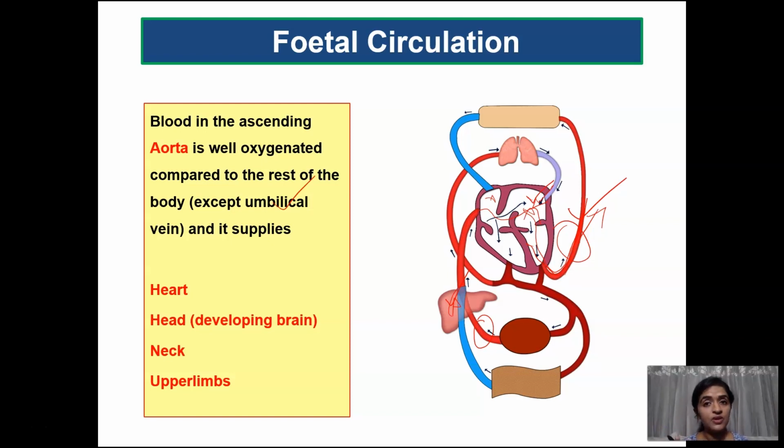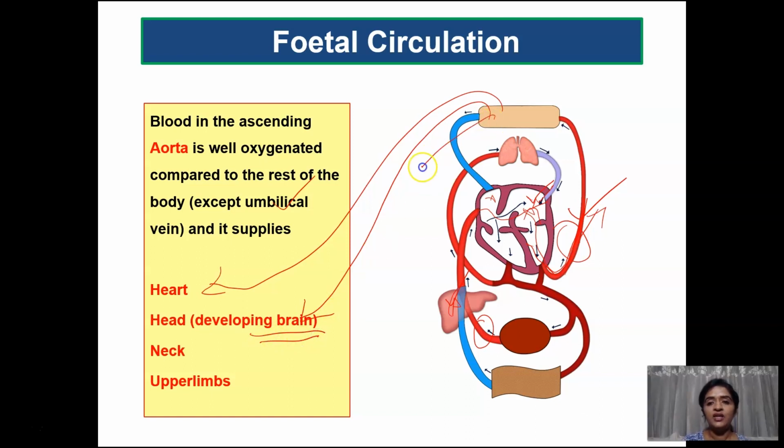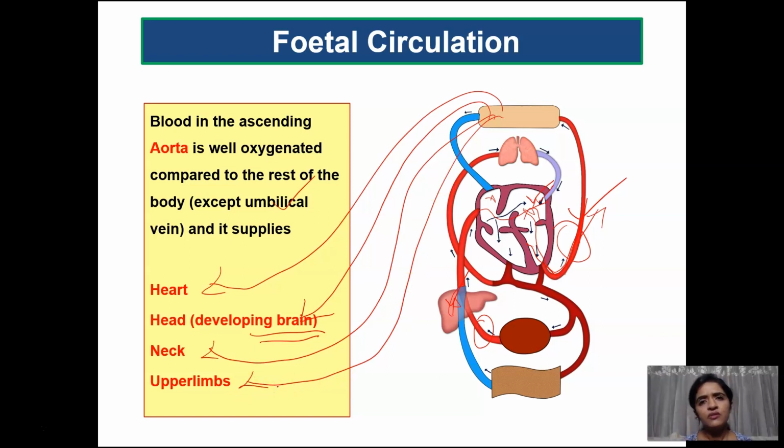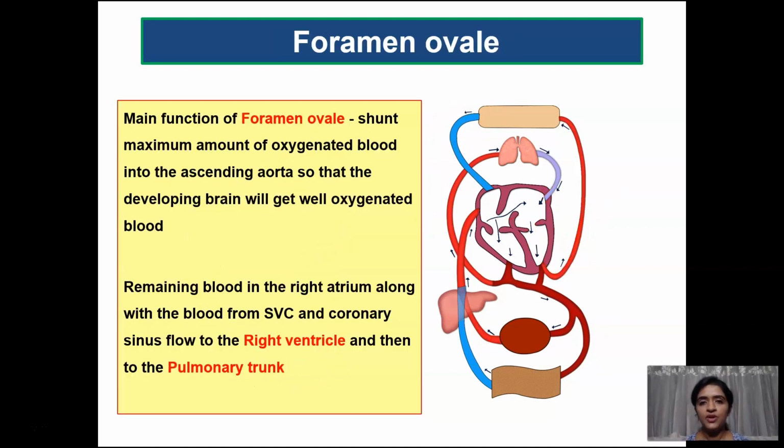Now, what is the fate of blood passing through the ascending aorta, or what are the major organs targeted by the ascending aorta? We just mentioned that the ascending aorta has maximum oxygenated blood. So what is the fate of this blood? It will pass into the heart, then go to the head, especially the developing brain, then to the neck, and also to the upper limbs. Out of these four, our main concern is the brain, because the brain suffers a lot if it is not receiving oxygenated blood. So our main purpose is to carry oxygenated blood to these four structures, especially the developing brain.